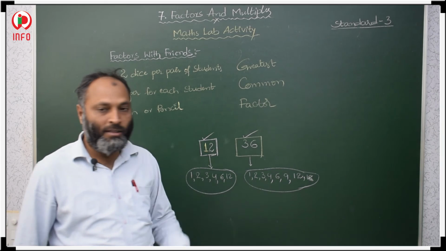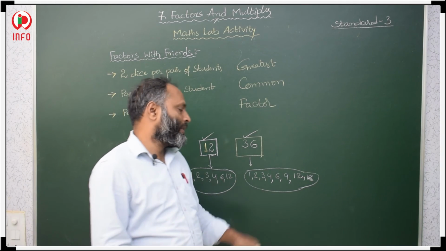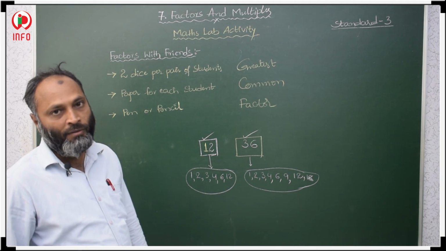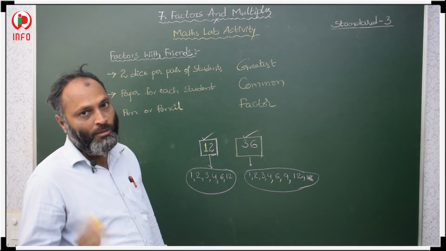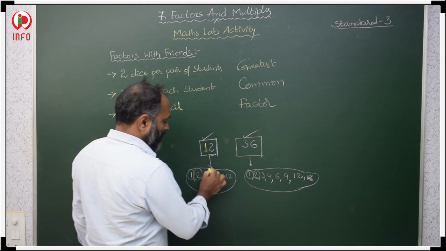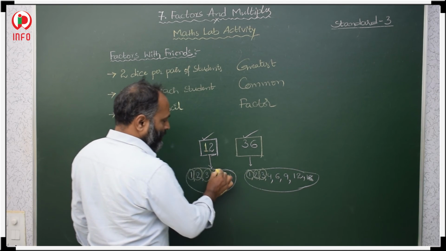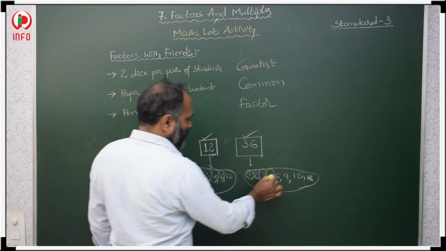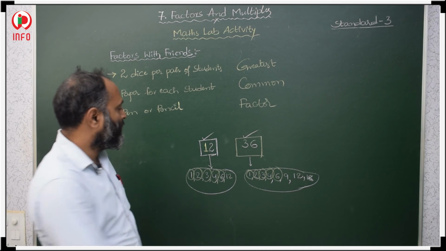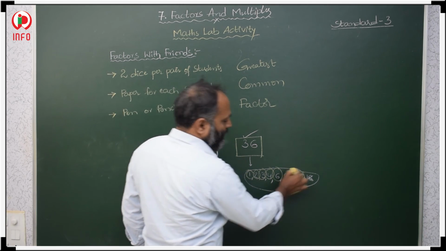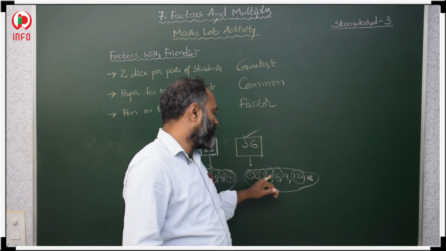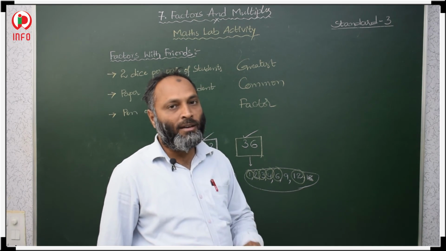After writing all the factors, you have to find the common factors. All four groups should find the common factors. 1 is common in both, 2 is common in both, 3 is common in both, 4 is common in both, and 6 is common in both. 12 is also common in both. So 1, 2, 3, 4, 5, 6: all these 6 are common in both.